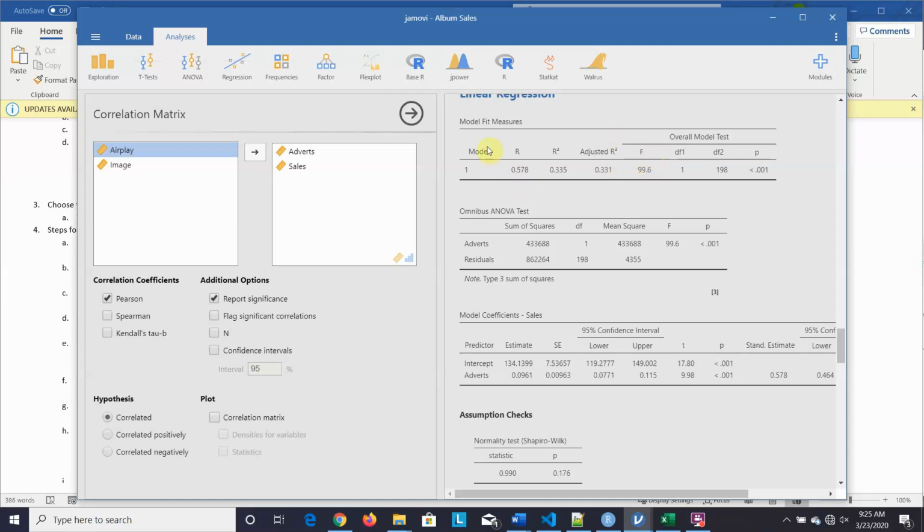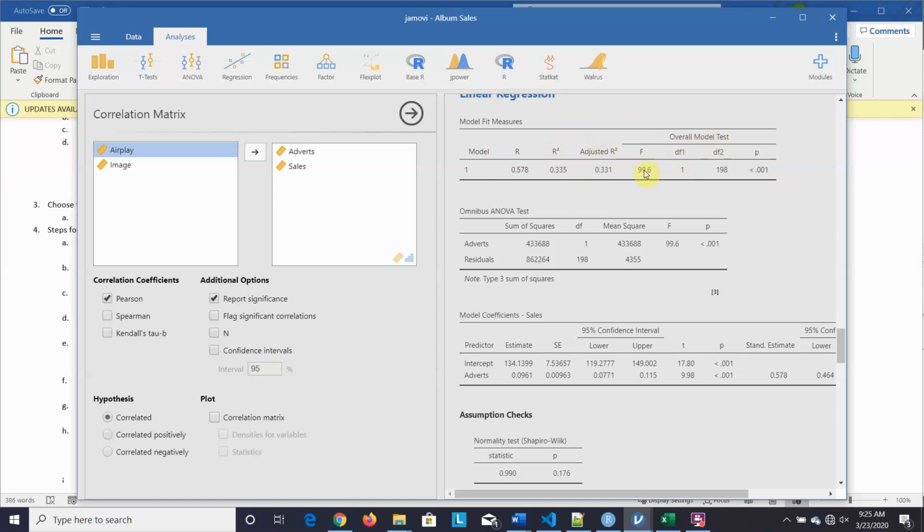So that's one part of the model overall, this proportion of shared variance. And when it's just two variables, I'd go with R squared. If it's three or more, I'd probably go with adjusted R squared. So the test, here we have an overall model test.